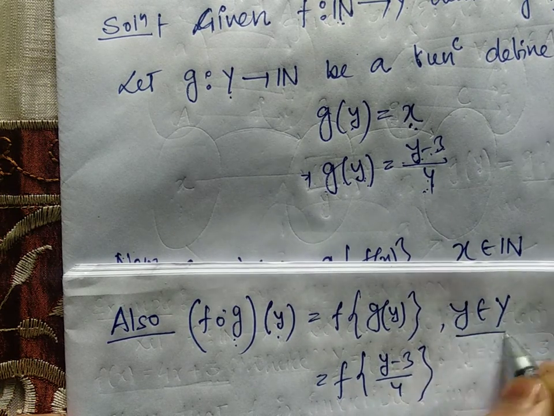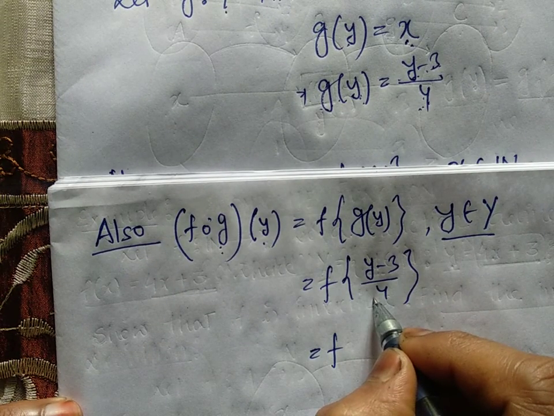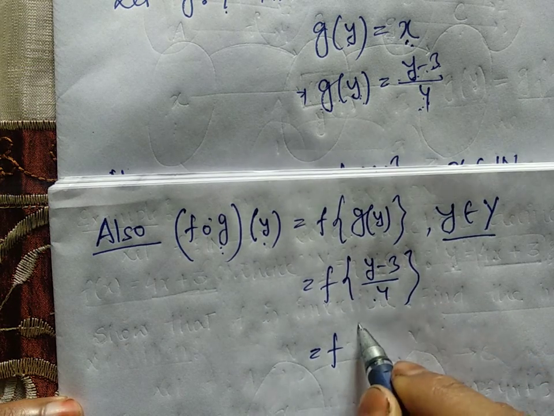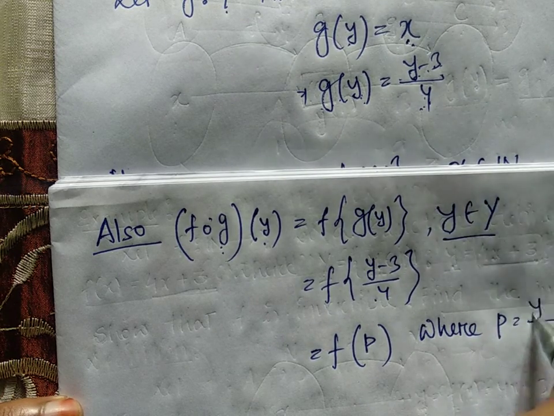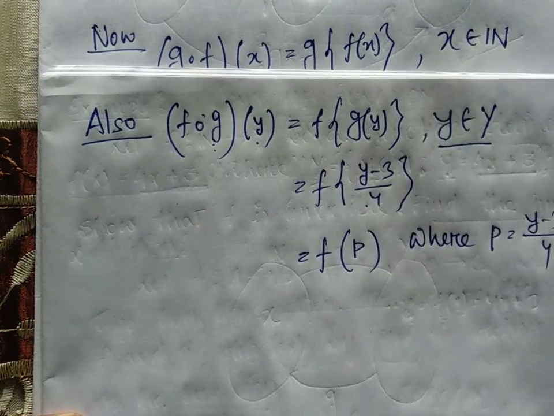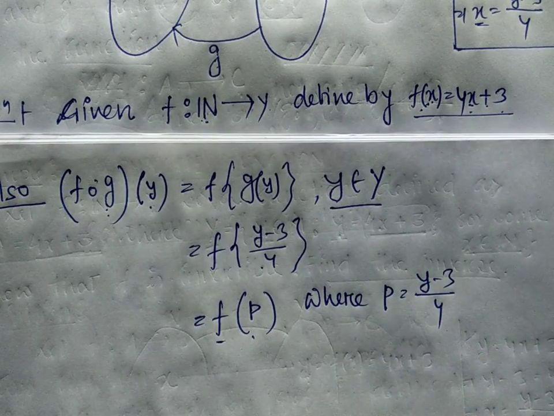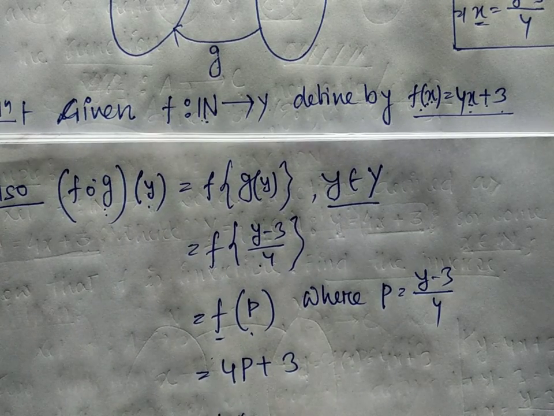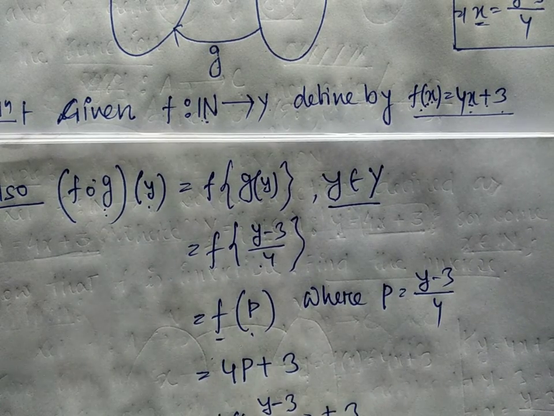Symbol you can use, but you have to mention y belongs to the capital set Y. Now again, in place of the domain element you have got an expression, so we will consider one new variable to represent it. Suppose f of p, where p is equal to y - 3/4. Now what is the value of f of x? f of x is equal to 4x + 3, so f of p is equal to 4p + 3. 4p means y - 3/4, + 3, the 4s cancel, answer is y.